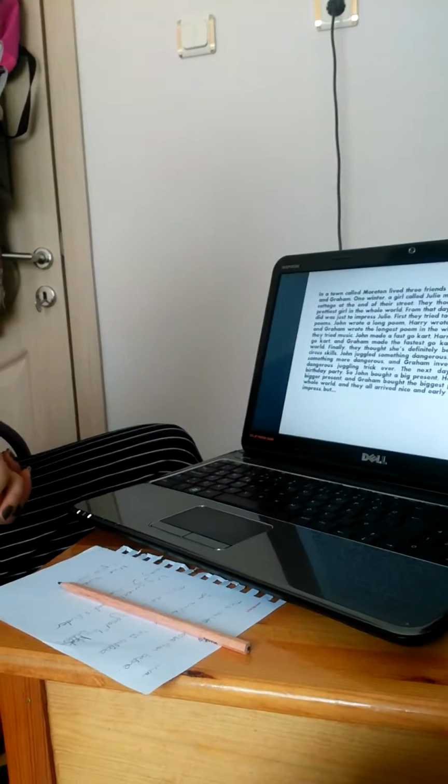John wrote a long poem, Harry wrote a longer poem, yes, good, and Graham wrote the longest poem in the whole world. Then they tried music. John made a fast go-kart, Harry made a faster kart, and Graham made the fastest go-kart in the whole world. Finally, they thought she's definitely be impressed by circus skills. John juggled something dangerous, Harry juggled something more dangerous, and Graham invented the most dangerous juggling trick ever.